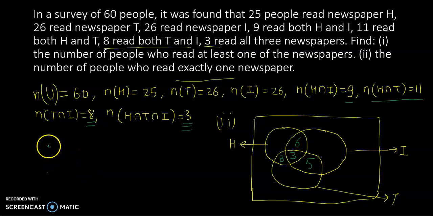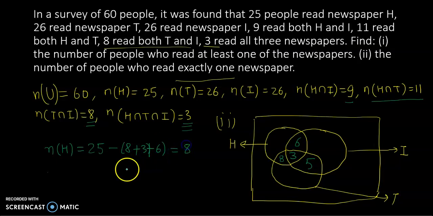I want to understand how many total people are reading exactly one newspaper. The number of people reading newspaper H is given as 25. This 25 includes those reading H and I, those reading H and T, and also H, T, and I. So I'm going to subtract these common people from 25. That is 8 plus 3 plus 6, and that gives you a result of 8.